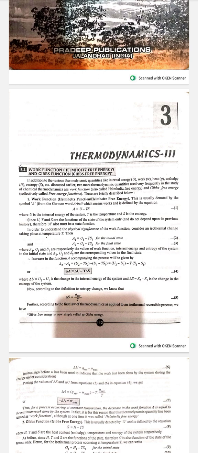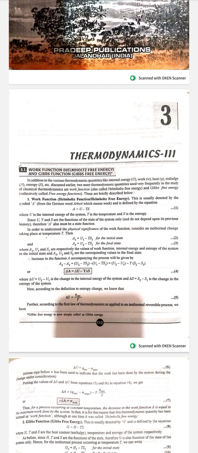Work function. This is usually denoted by the symbol A, from the German word Arbeit, which means work. It is defined by the equation A = U - TS, where U is the internal energy of the system, T is the temperature, and S is the entropy. Since U, T, and S are functions of the state of the system only and do not depend upon its previous history, A must be a state function.